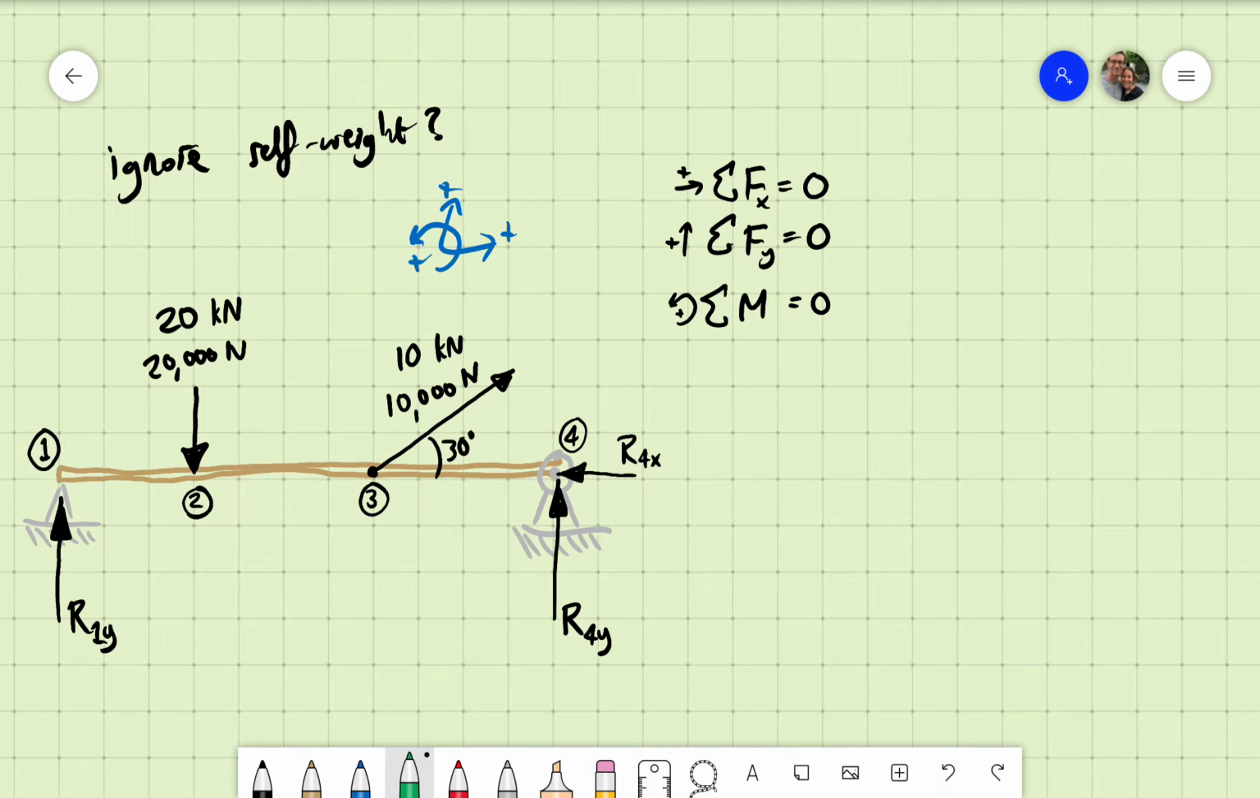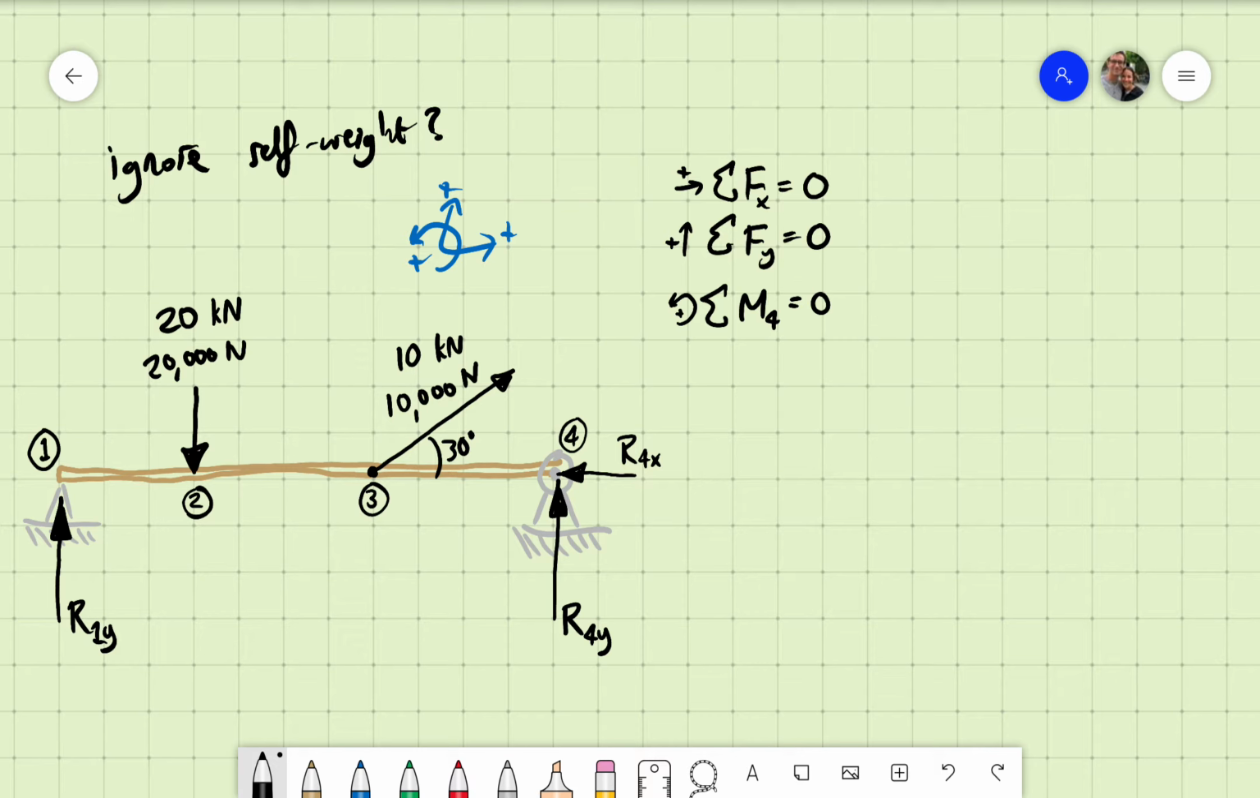But let's try something else. Why don't we do location 4? Okay, this one here. I just want to show you that it can be done around any location. So the moments around location 4.